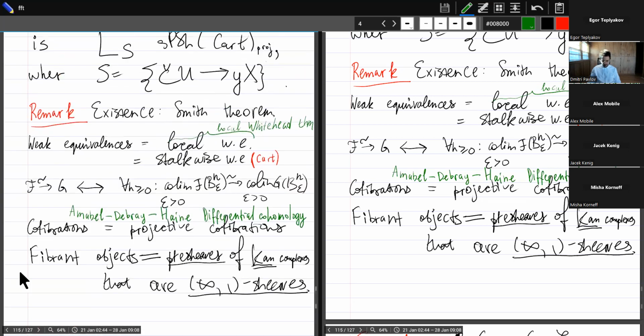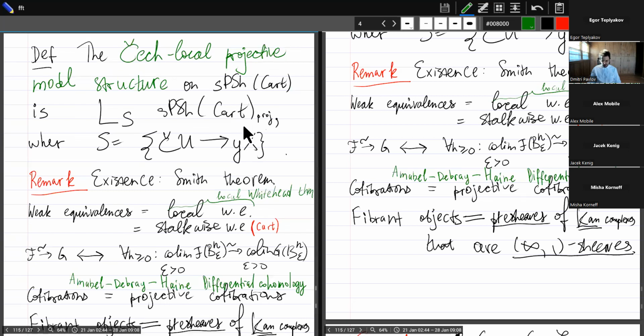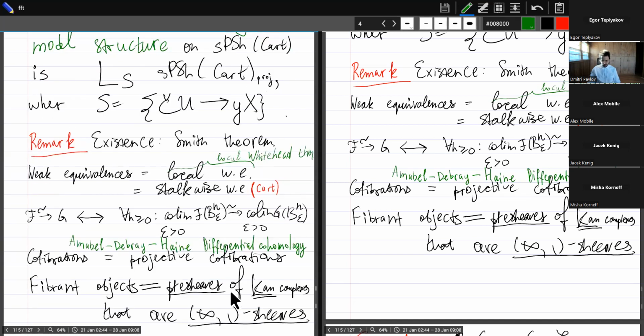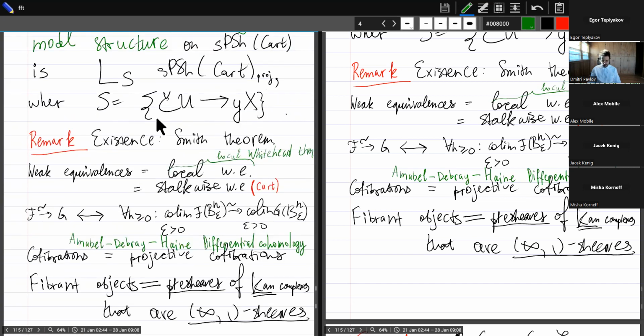And finally, fibrant objects. So fibrant objects in any left Bousfield localization will be precisely the fibrant objects in the original model category. So in our case, that's simplicial sets. So these will be presheaves of Kan complexes, which also satisfy the descent condition with respect to Čech covers.